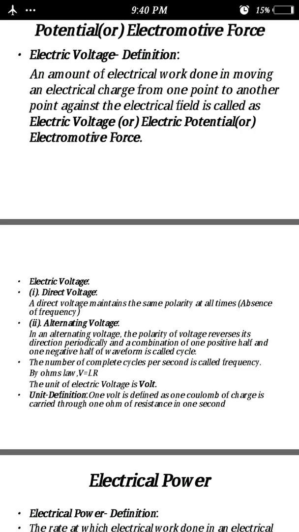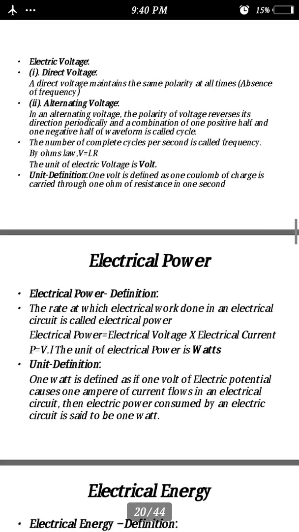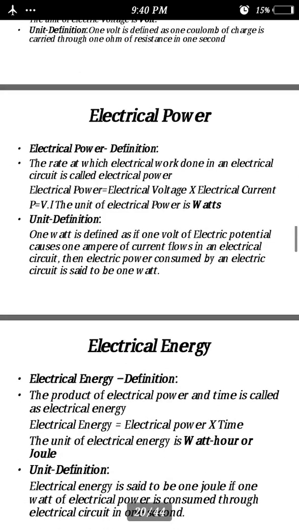Direct voltage maintains the same polarity at all times. In an alternating voltage, the polarity of voltage reverses its direction periodically, that is positive and then negative. Okay, the number of complete cycles per second is called frequency. So the unit 1 volt is defined as 1 coulomb of charge carried through 1 ohm of resistance in 1 second.